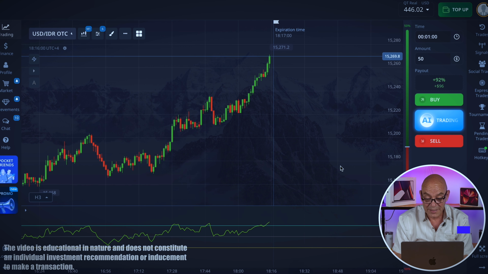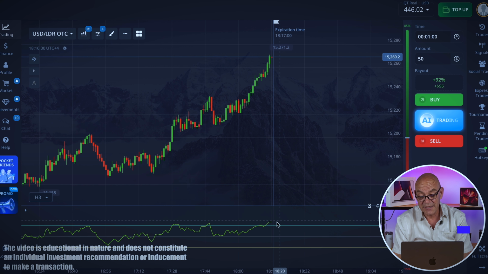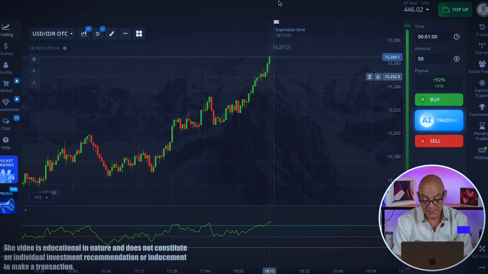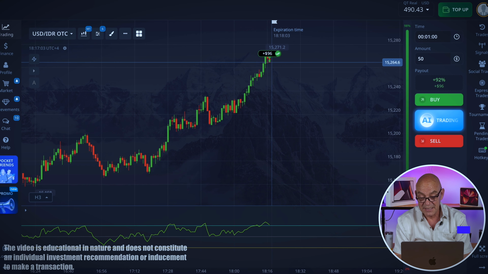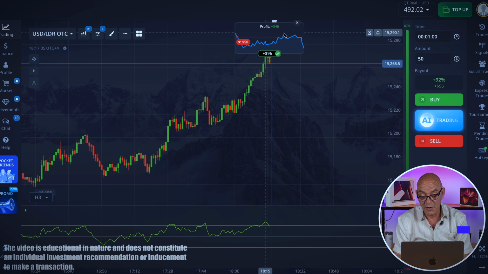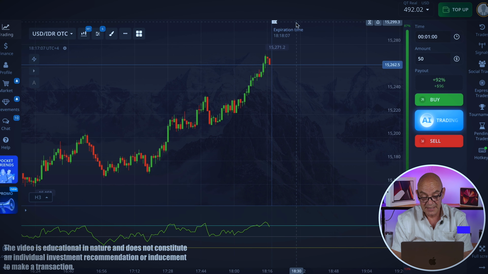In our example, we analyzed the USD/IDR OTC asset. Here the price breaks over the 70 level, showing that the market is overheated upwards and there is a probability of a downward correction. For a trader, this is the very moment to act. We open a $50 trade and the price indeed moves downwards. In the end, the position closes in profit. This example shows how the RSI indicator helps to notice overbought conditions in time, not trading against an exhausted market.